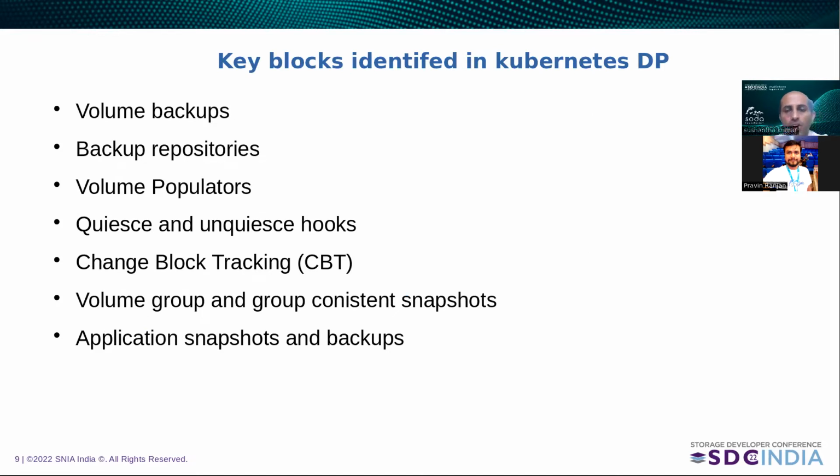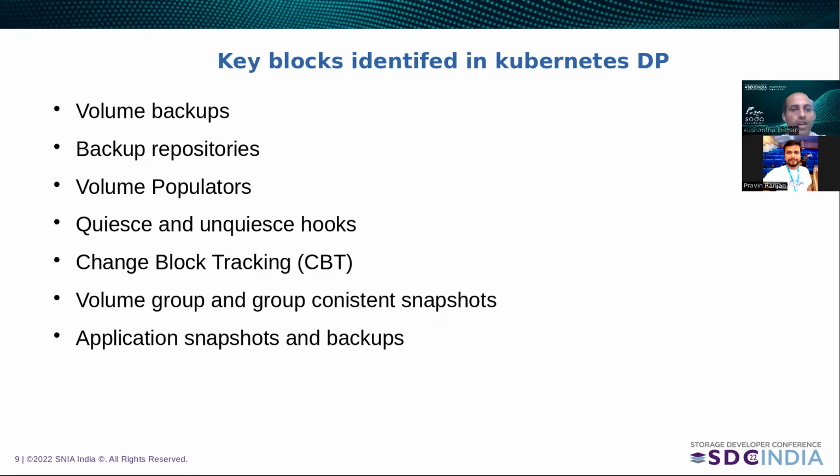Some of the key blocks identified through various research and analysis: some of these are already in place, and some are in discussion, getting integrated into Kubernetes itself. So what we think of is that we need a backup of volumes, and we also need some kind of repositories where we can keep backups. There needs to be some information populated on the volume so that whoever wants to take the backup or restore can get key information related to the volume and act upon that.